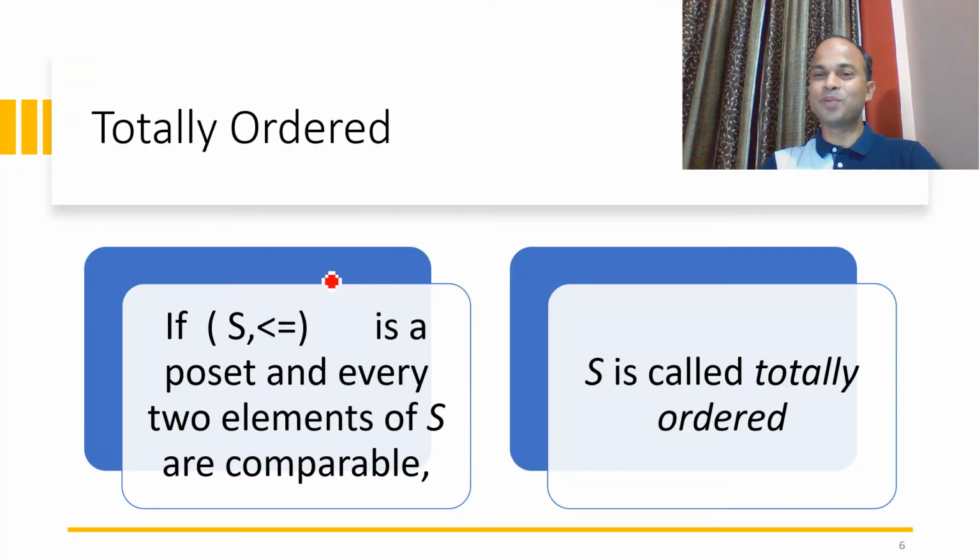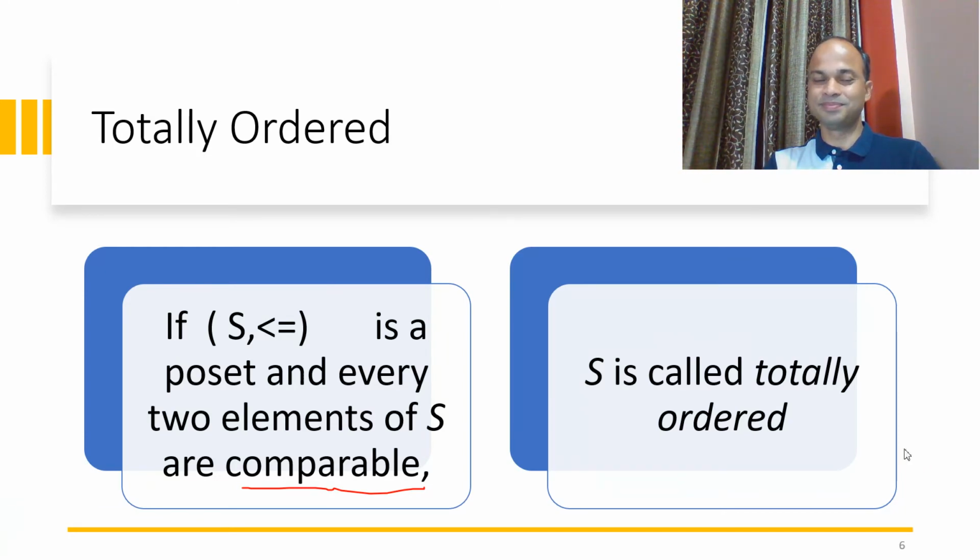Now we have another important concept. This concept is called totally ordered. So totally ordered is basically an extension of partial order set. Extension means it should be partial order along with comparable. So comparable concept is mandatory here, and in addition to comparable we have partial order. So such concept is called totally ordered. So totally order means partial order with comparable.